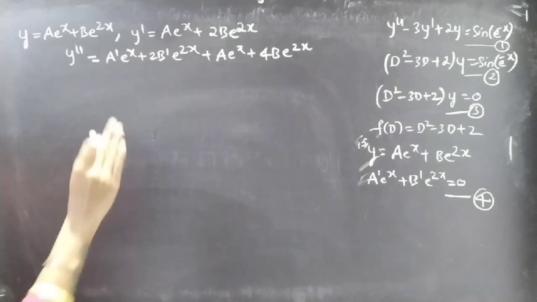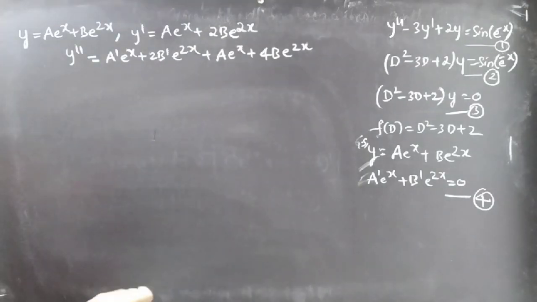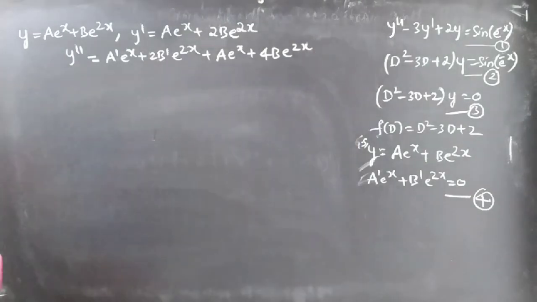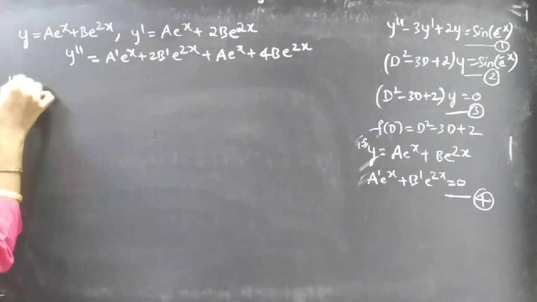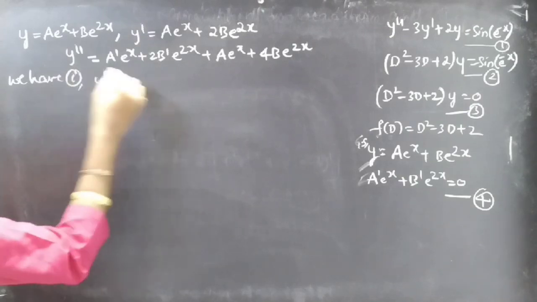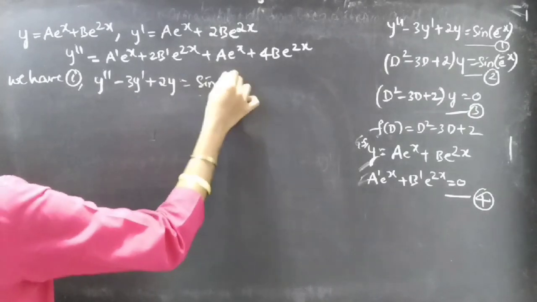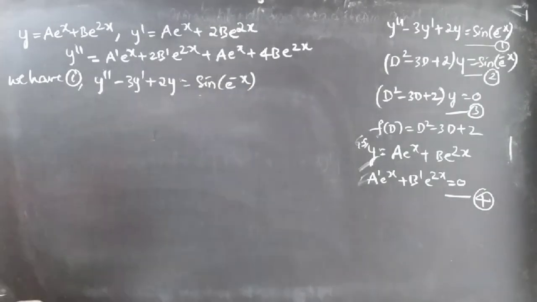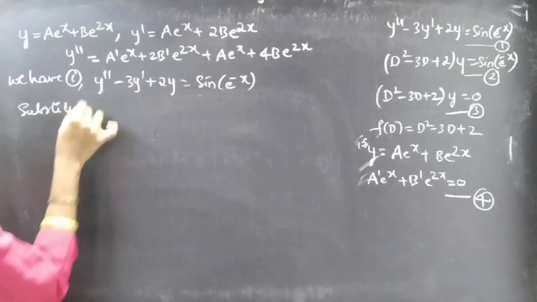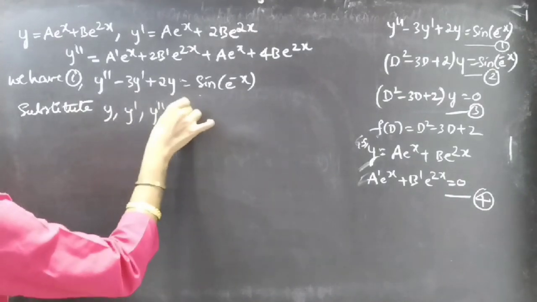Since y is the solution of equation 1, it will satisfy equation 1. So we'll substitute y dash and y double dash in equation 1. Let's substitute. We have equation 1: y double dash minus 3y dash plus 2y equal to sine e power minus x. Now let's substitute y dash and y double dash in 1.